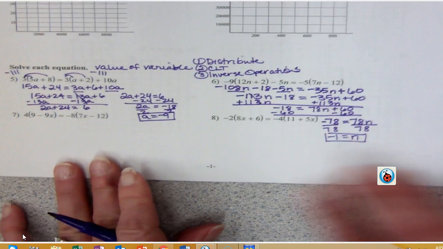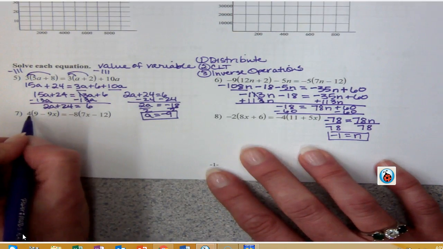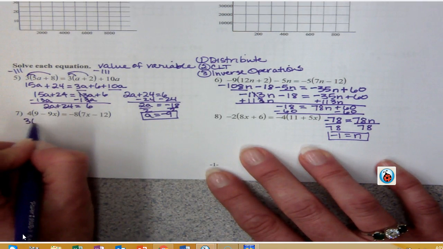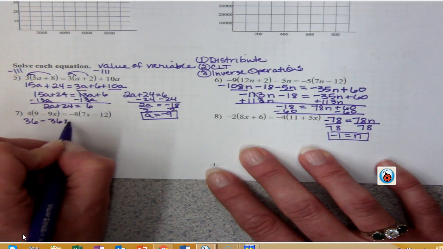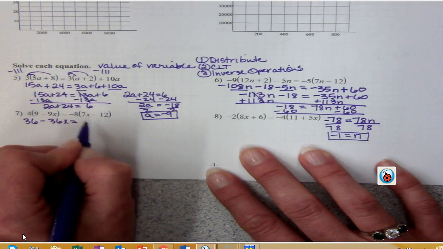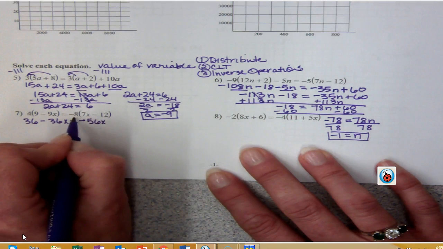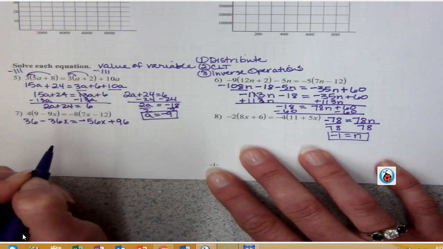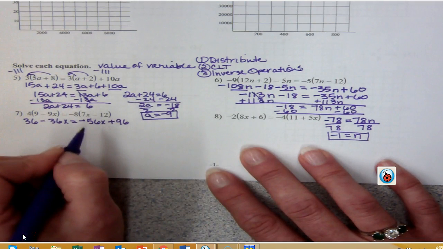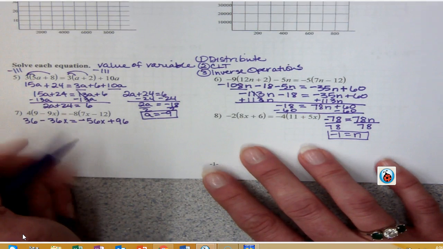Okay, moving on. My first step is to distribute. So when I distribute my 4, 36 minus 4 times 9 is 36x equals negative 8 times positive 7 is negative 56x. Negative 8 times 12 is going to give me a positive 96. You should probably check my math because I do make errors, but I want you guys to have done this already on your own and use this to check.